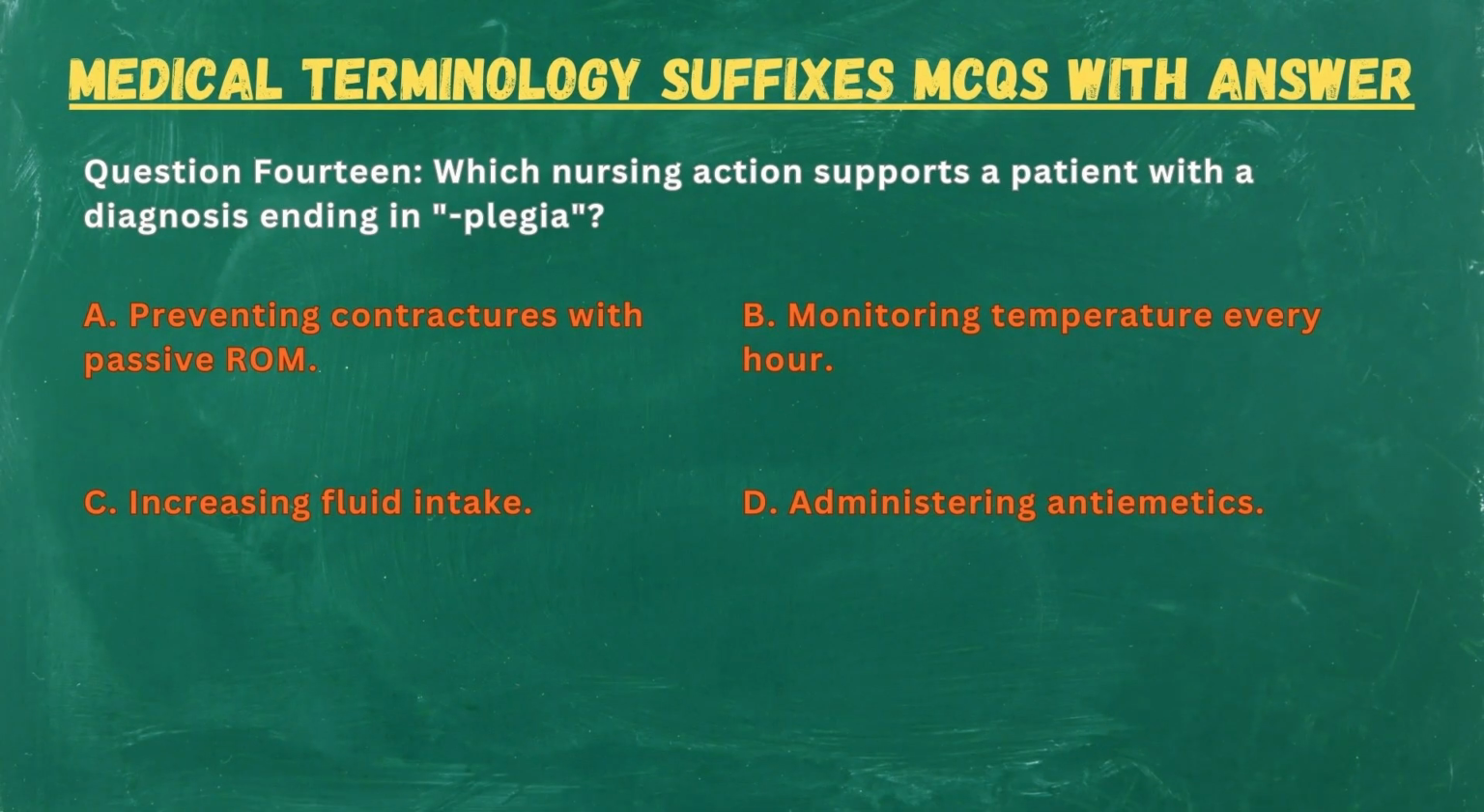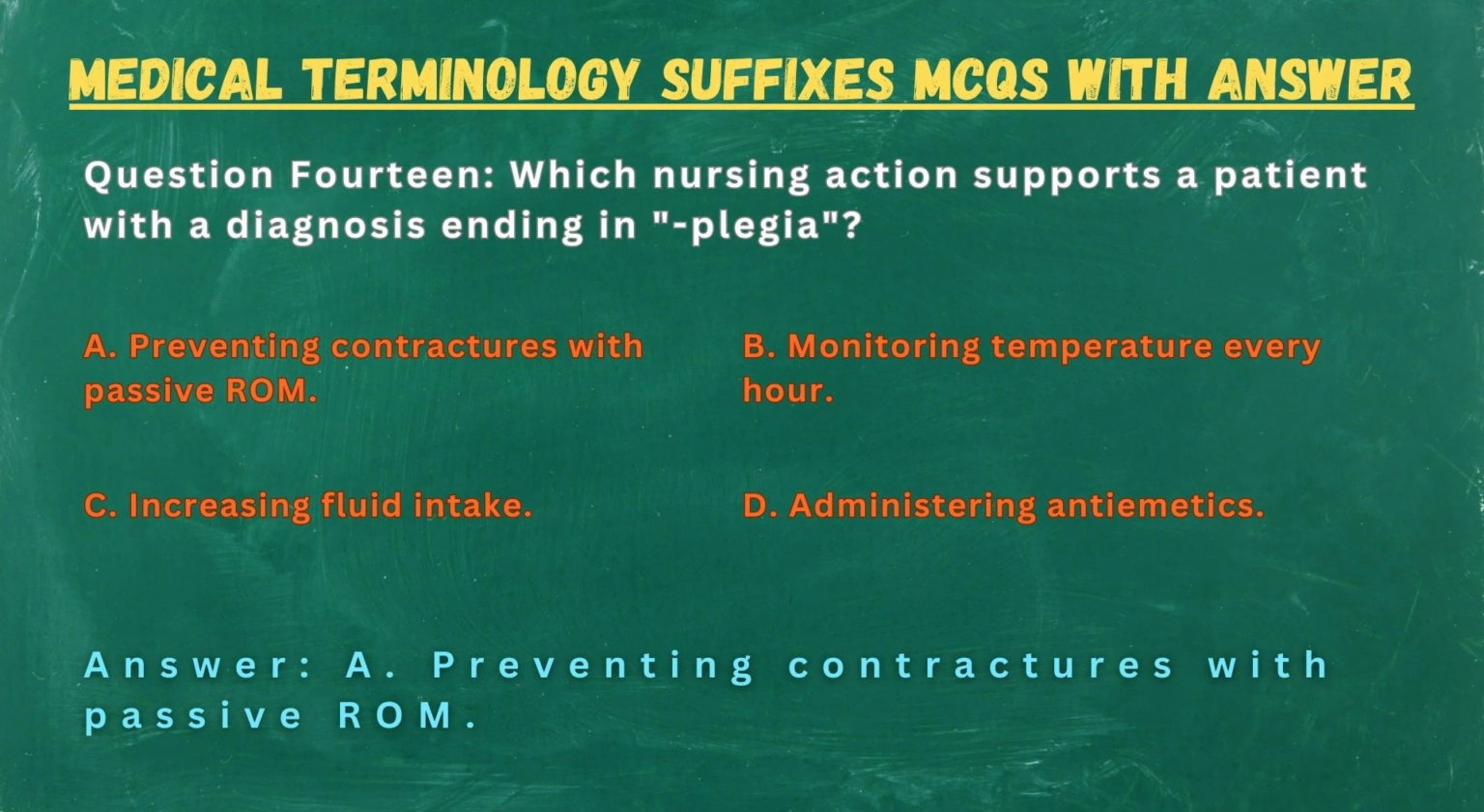Question 14. Which nursing action supports a patient with a diagnosis ending in -plegia? A. Preventing contractures with passive range of motion. B. Monitoring temperature every hour. C. Increasing fluid intake. D. Administering antiemetics. Answer: A. Preventing contractures with passive ROM.